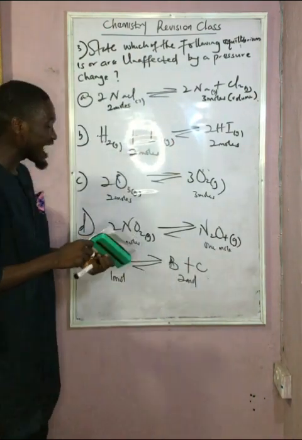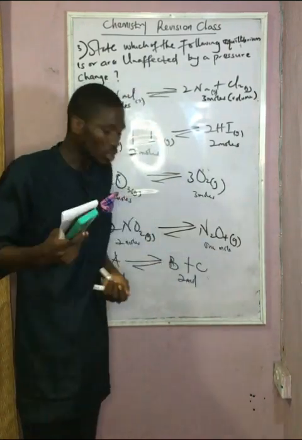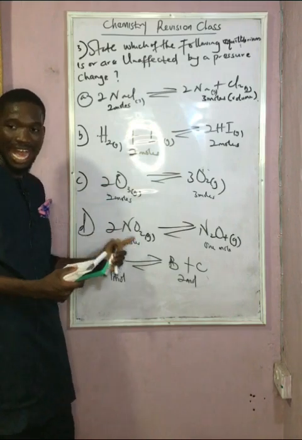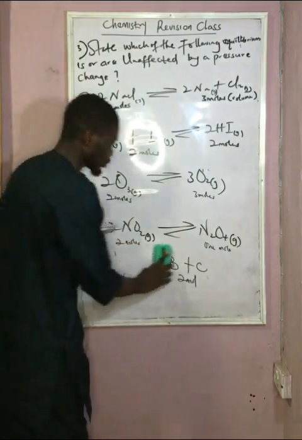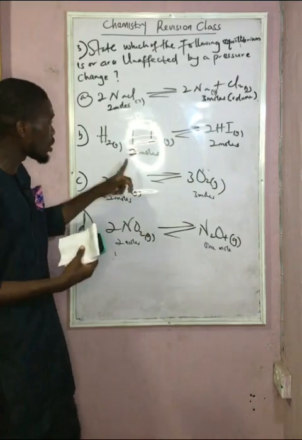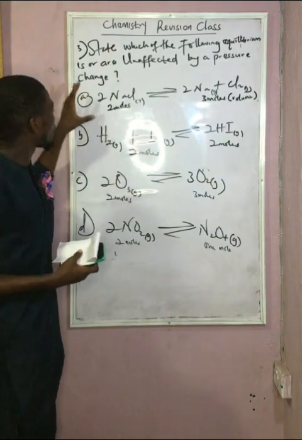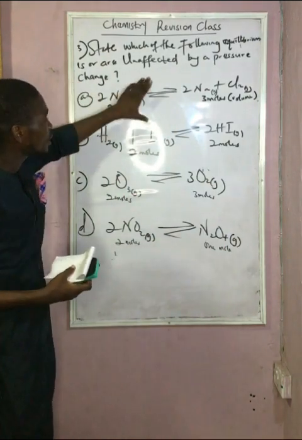So guys, there is an increase at the right hand side of this equation. There is also a decrease at the left hand side of this equation. So let's go back to that B before we can pick our answer. We have 2 moles here. We also have 2 moles here. So meaning that for A, there is an effect of pressure here.